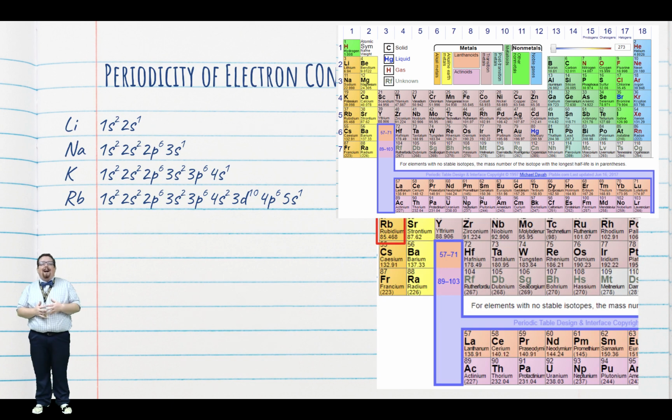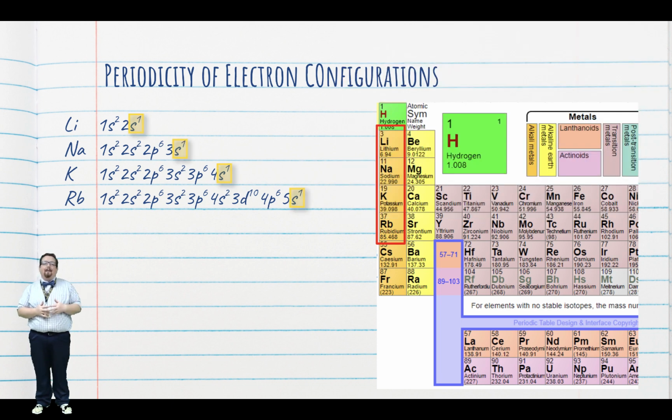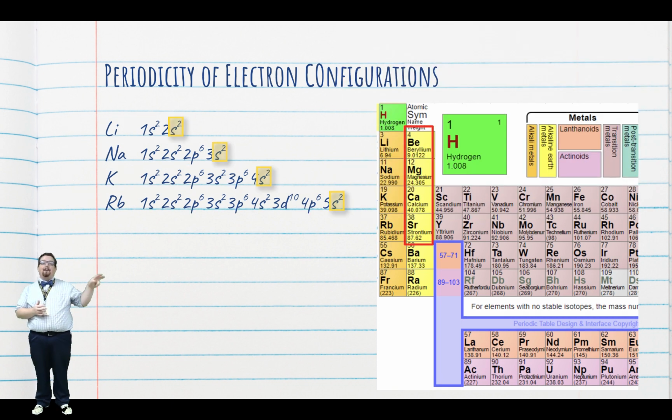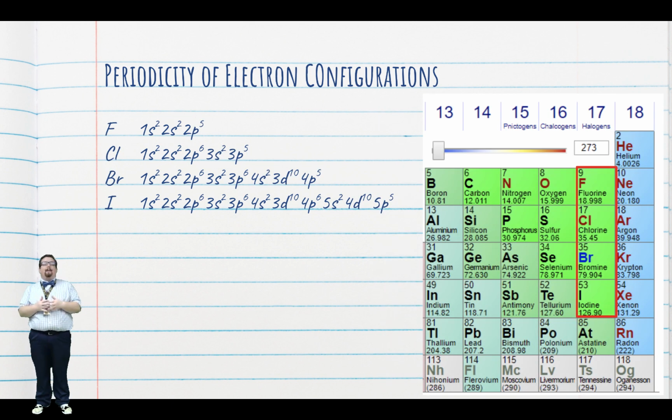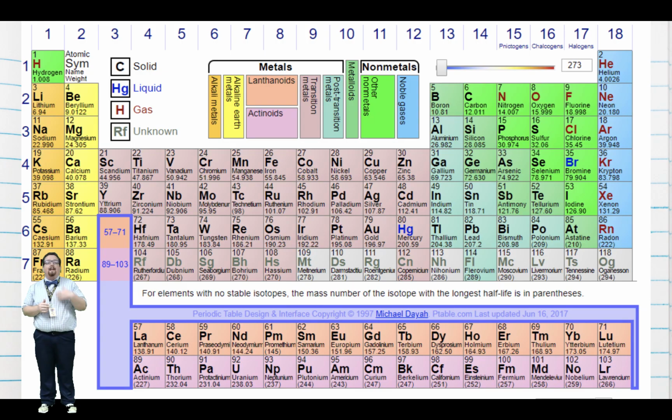If we were to write out the electron configurations, we might notice a trend. For example, all of the elements in group 1 end in s1. All the elements in group 2 here end in s2. All of the elements in group 17 end in p5. This periodicity actually helps us name the groups and families on the periodic table.